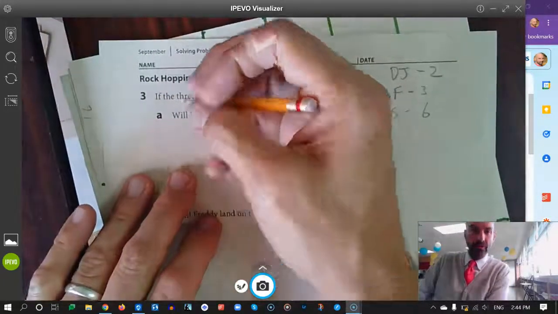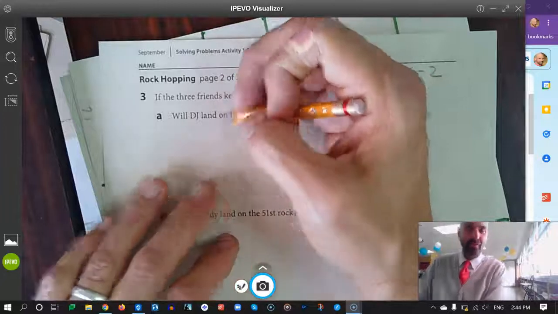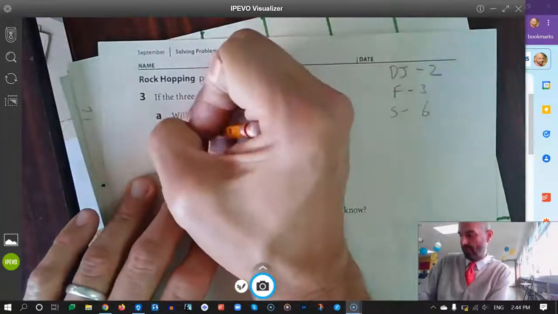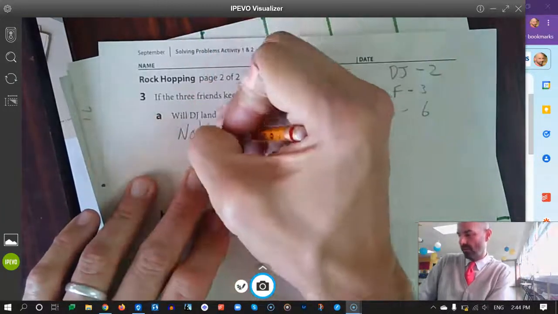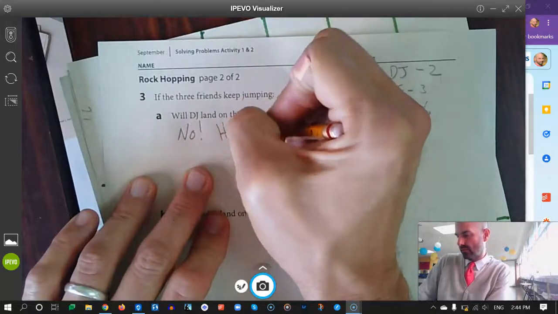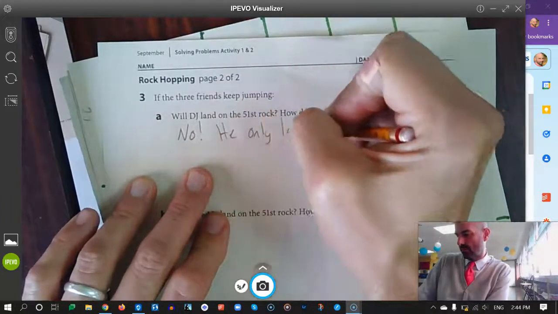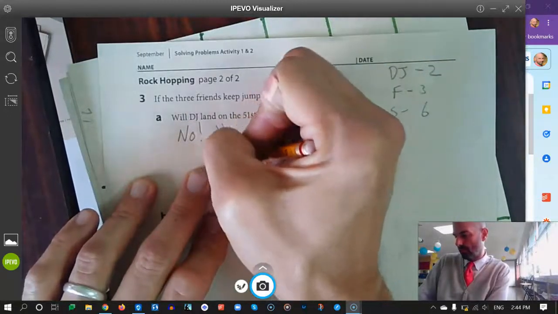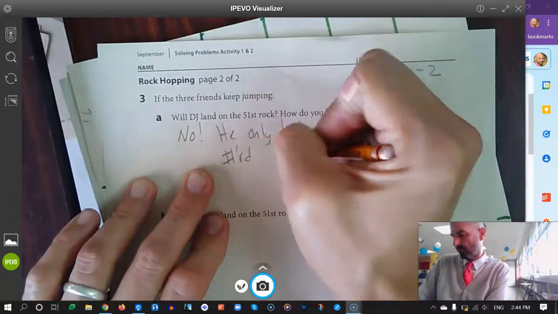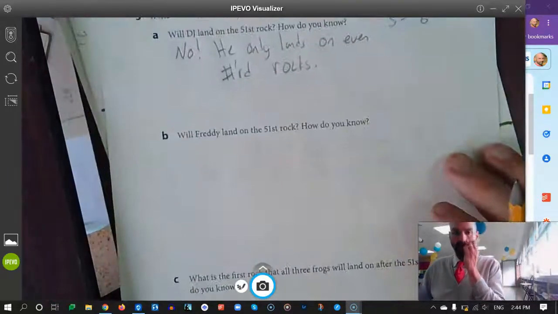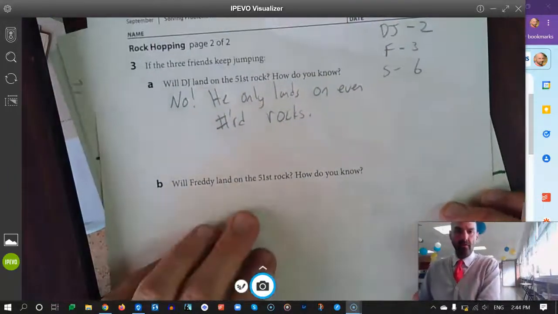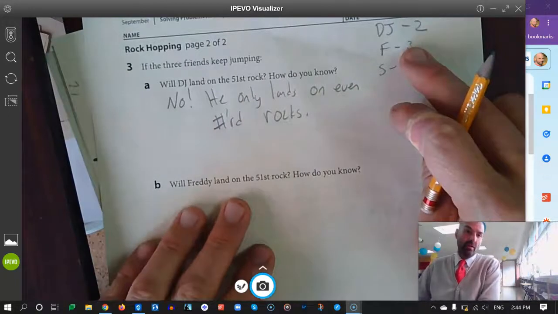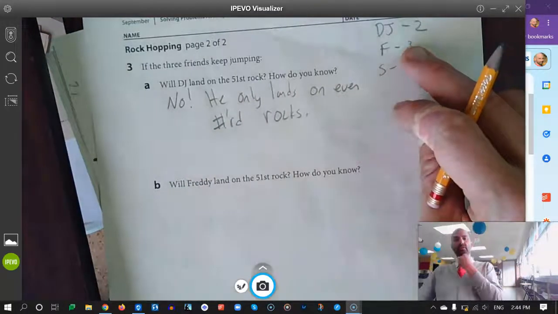Will DJ land on the 51st rock? No. Oh, sorry, you were supposed to pause that. Did you pause it? Okay. No. He only lands on even numbered rocks. All right. Will Freddie land on the 51st rock? Freddie goes by 3s. What do you think? Is he going to land on the 51st rock? Yes or no?